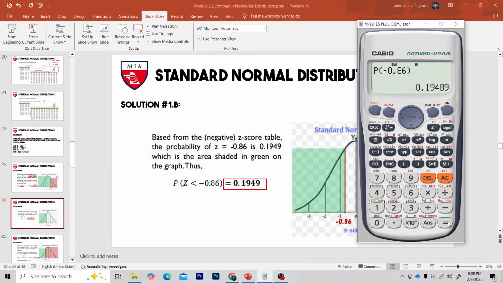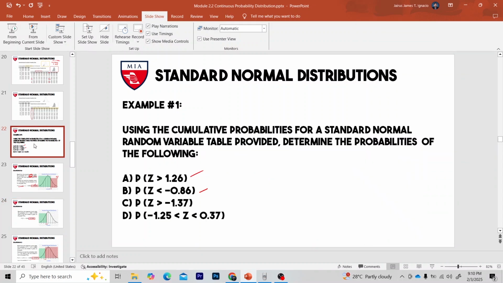Okay? So just be familiarized with the z-table. It's okay to use the traditional way, but for me as a tip, in order for us to lessen the time of solving, it's much better for you to use the calculator. Okay? Just remember that thing. Okay, guys? So we have here 0.1949. Okay? Next, we need to solve for the probability of z is greater than negative 1.37.